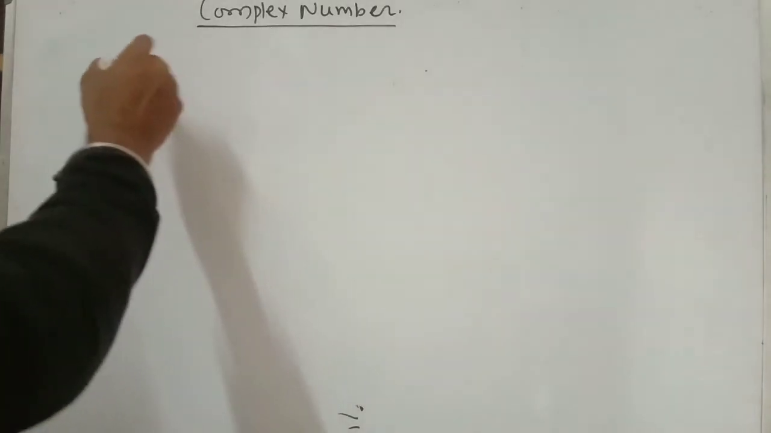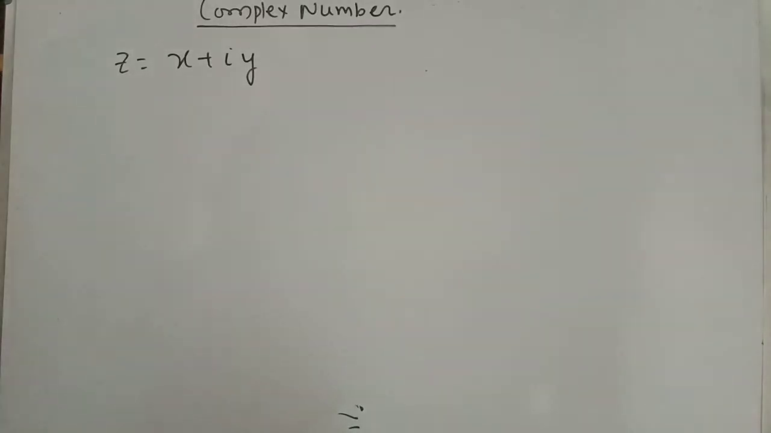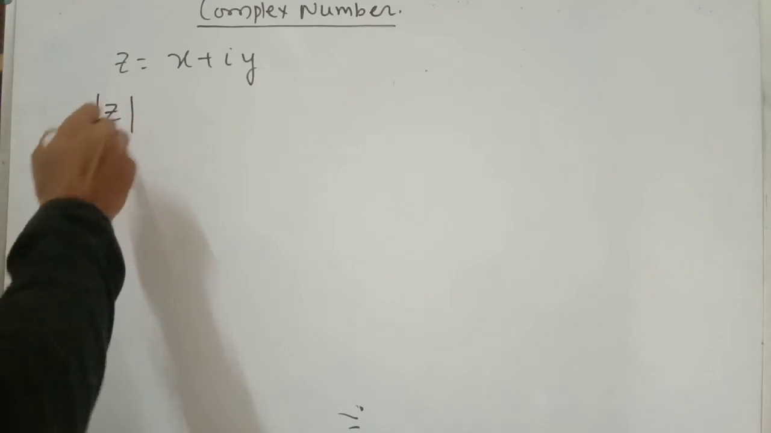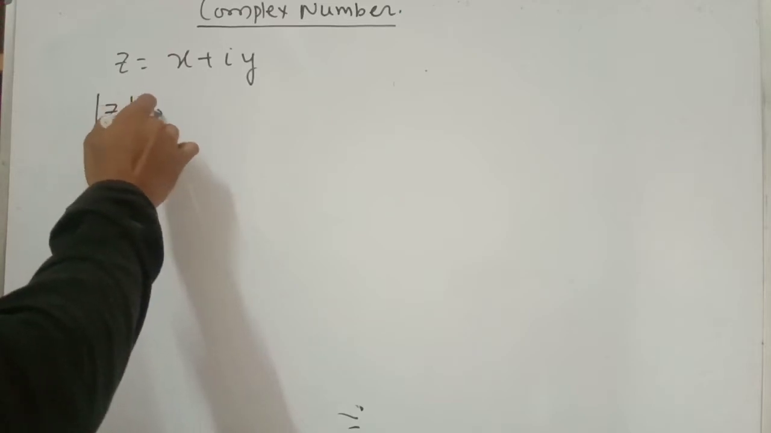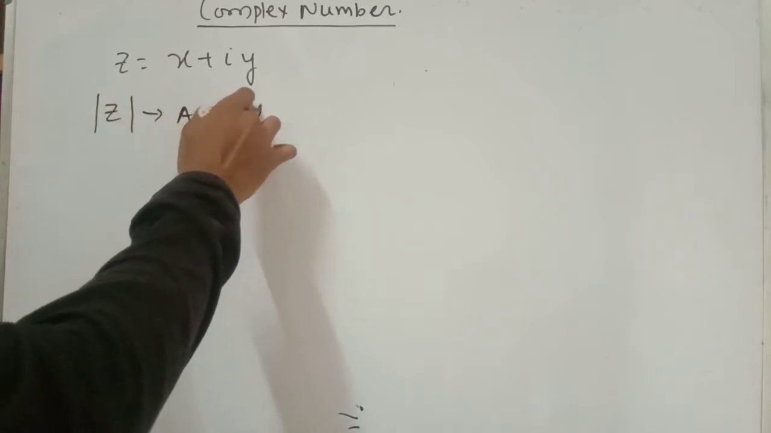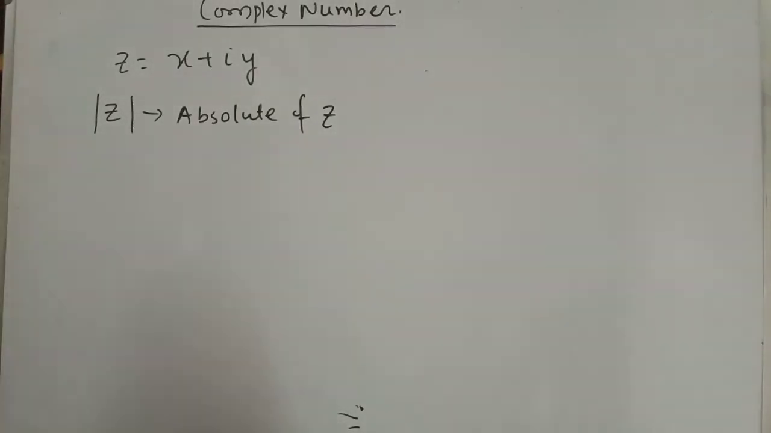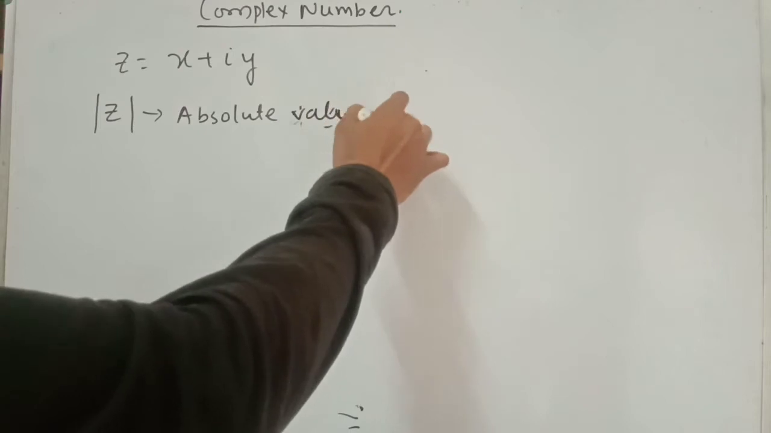Thank you. So first of all, we already discussed what a complex number is: x plus iy, where x is the real part of the complex number and y is the imaginary part. Now, what is the modulus of a complex number? When you write the modulus symbol, it also means the absolute value of the complex number.